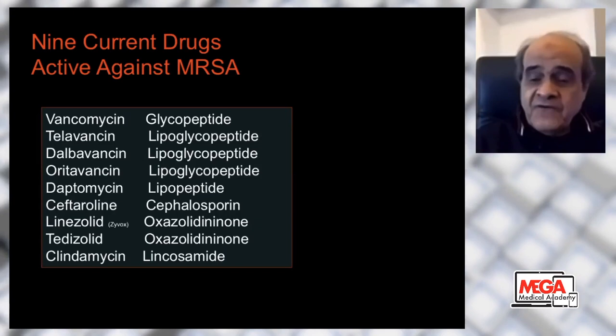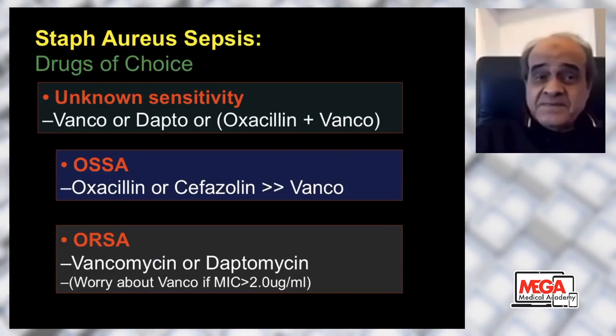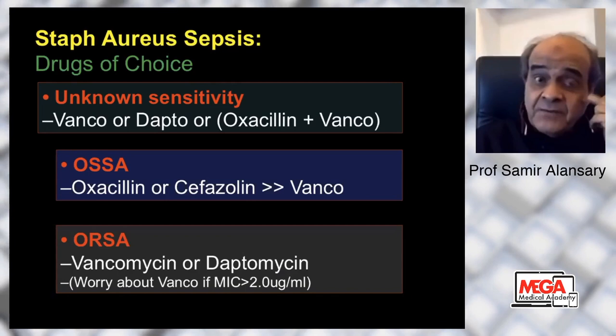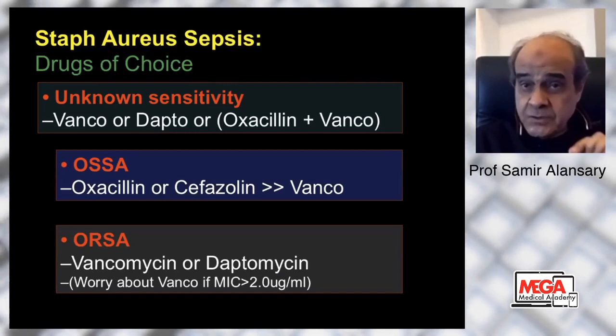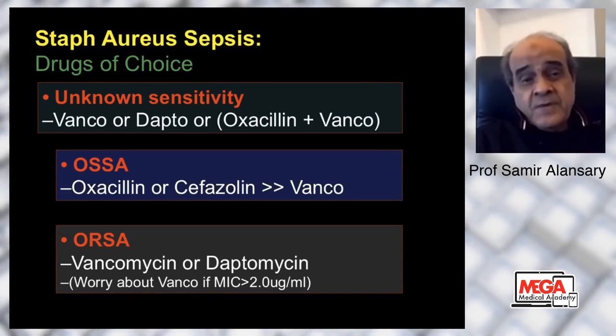Suppose your patient is suffering from sepsis with Staph aureus and you don't know whether it is methicillin-sensitive or methicillin-resistant. Which drug do you use, vanco or dapto or oxacillin only? If you don't know the organism, but you just know it is a staph infection or staph sepsis, you have to give vancomycin or daptomycin.